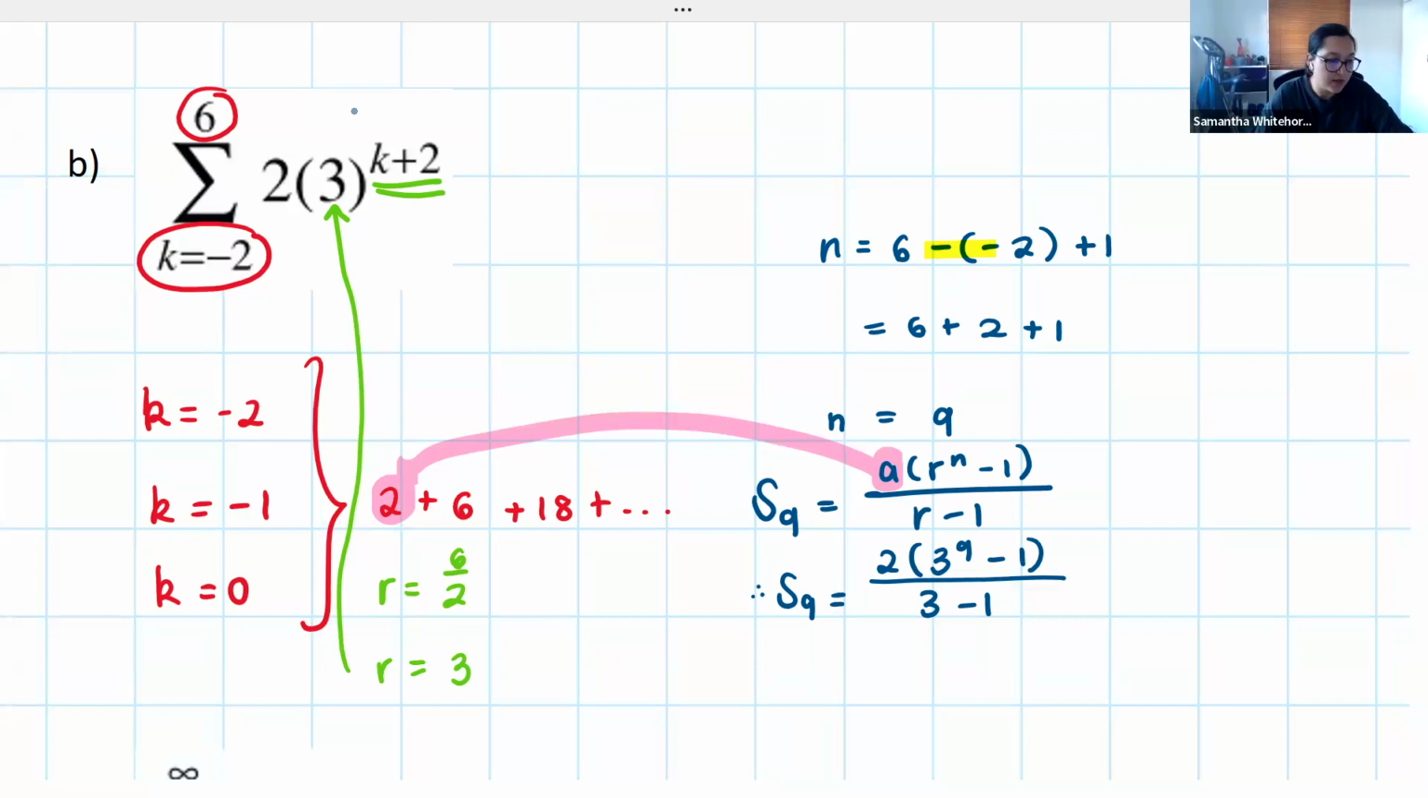So let's put this into our calculator and let's find the sum. Like that, I'm already getting answers. Well done. Nice, guys. Okay, so our sum of these 9 terms is 19,682.